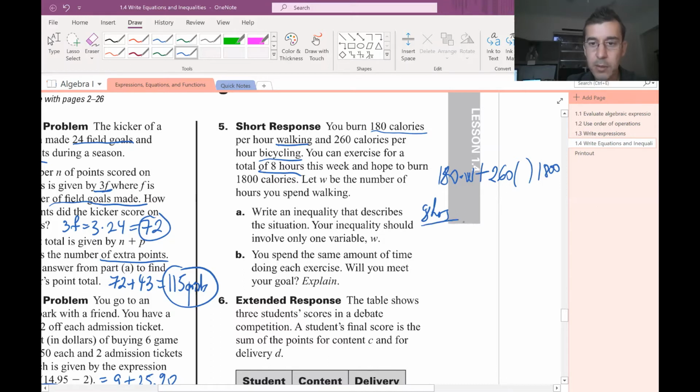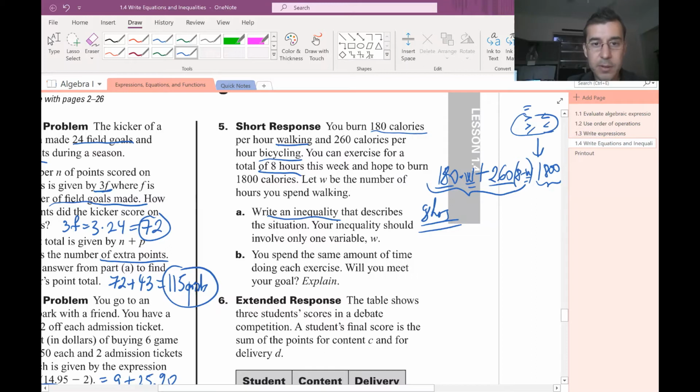We're spending 8 hours in total. If we're spending W hours walking, it has to be 8 minus W hours bicycling, okay? And then what's the symbol here between this expression and 1,800? One of these symbols. Well, let's see. Write an inequality that describes the situation. Your inequality should involve only one variable W. Yes, we do have only one variable W.